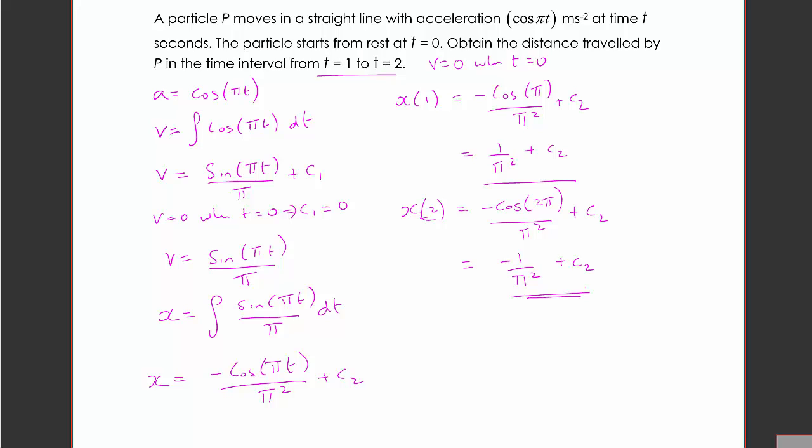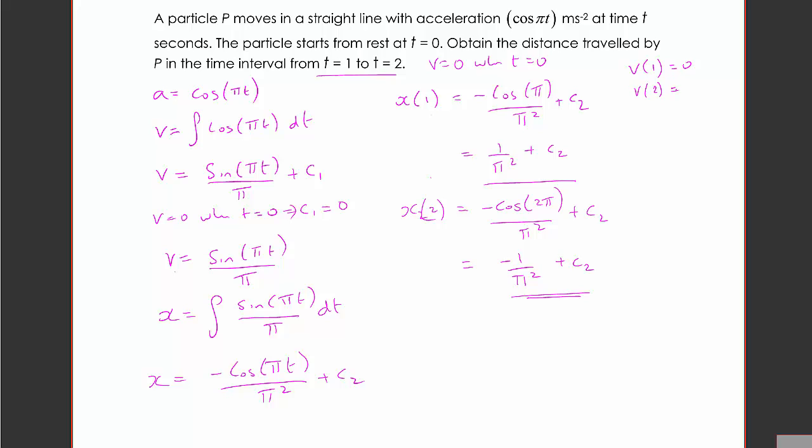Is the velocity 0 anywhere between 1 and 2? So the velocity at 1 would be sine of pi, which is 0. So let's just make a note of that over here. Velocity at 1 is 0.